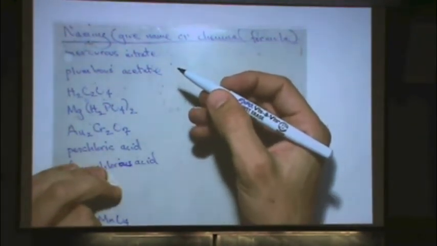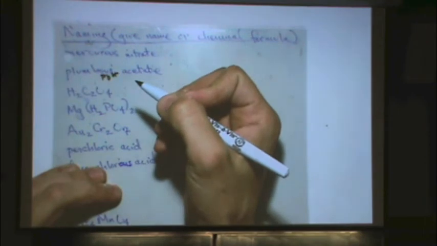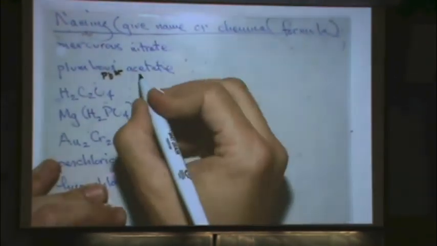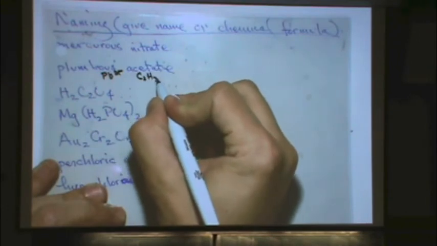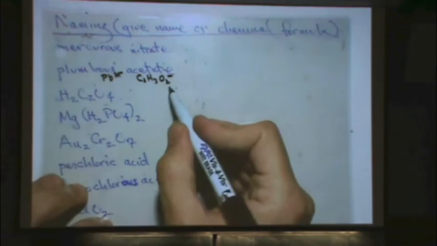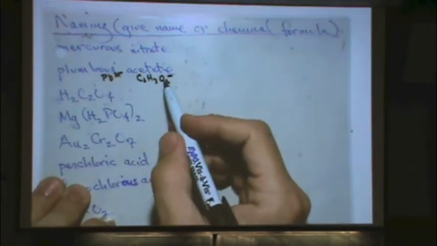Plus what? Plus 2. I'll write that down here. Lead plus 2. Plumbit would be what charge? Plumbit would be plus 4. Acetate is C2H3O2 minus. So to balance out the charge, I need 2 minuses to make this thing neutral.